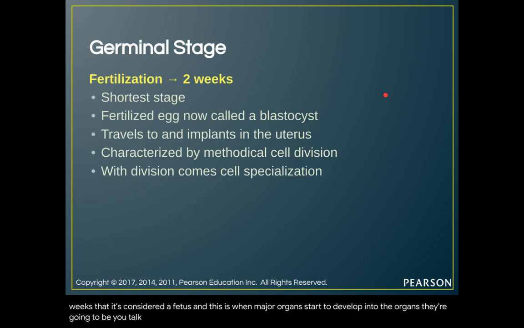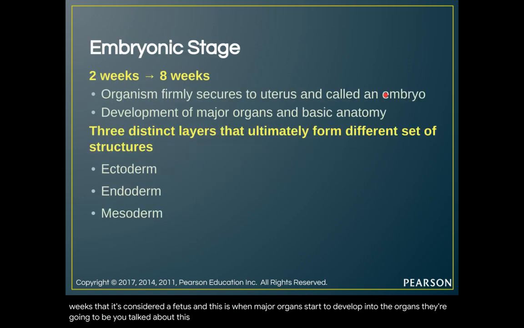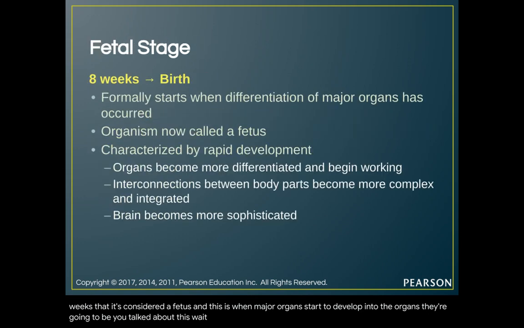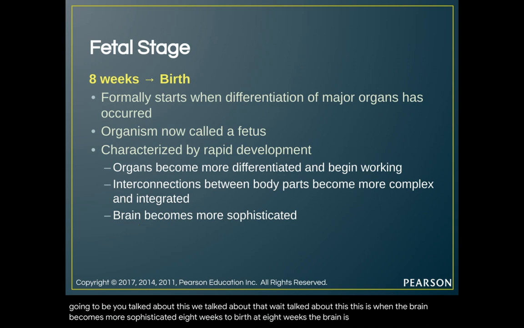So we talked about this. We talked about that. We talked about this. This is when the brain becomes more sophisticated. 8 weeks to birth. At 8 weeks, the brain is developing.